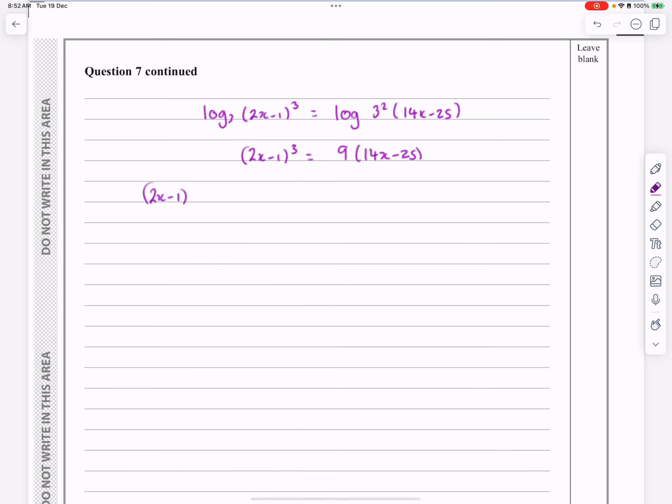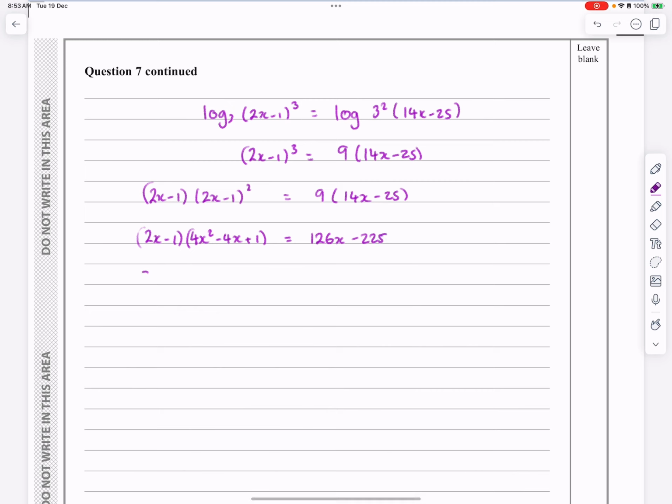2x minus 1 cubed, I'll do it relatively slowly. Do it as 2x minus 1 times 2x minus 1 squared is 9 lots of 14x minus 25. 2x minus 1 squared, you can multiply it out. I'll be able to do that pretty quickly. That's 4x squared minus 4x plus 1 times 2x minus 1. If you needed to do it as 2x minus 1 times 2x minus 1, that's fine, absolutely fine. You know, we want to try and secure these marks. At this stage, I'm going to actually multiply out the other side. 126x minus 225.